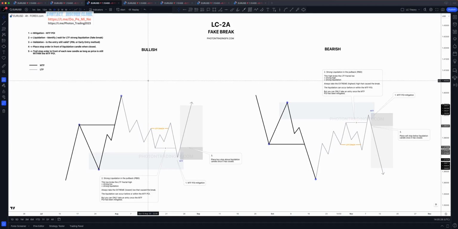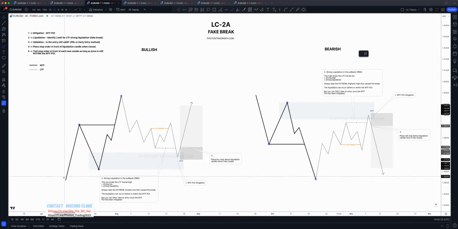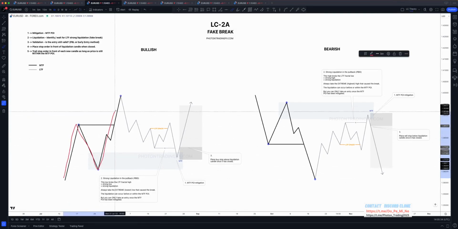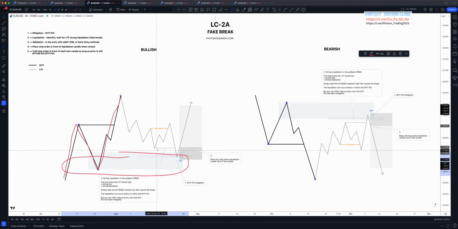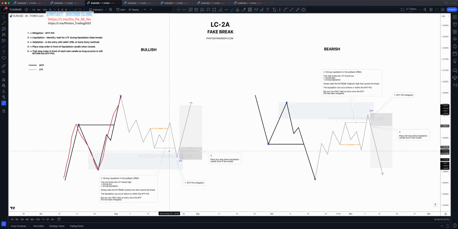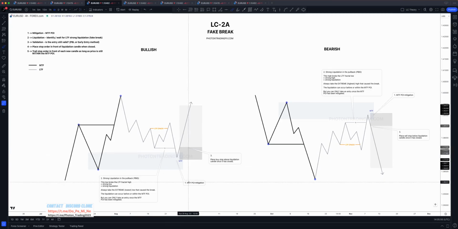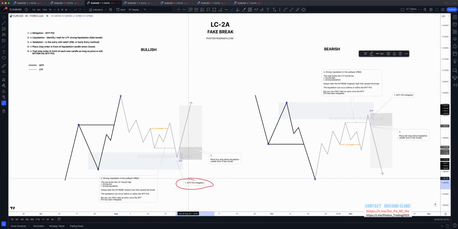So for me, my medium time frame is the M15. So this black line here, I'm now drawing in red, represents your medium time frame. Okay, this is obviously then your medium time frame POI. So when it comes to the entry model, LC2A, the fake break entry model, the very first step is your medium time frame POI mitigation. Okay, so we do nothing until this happens.